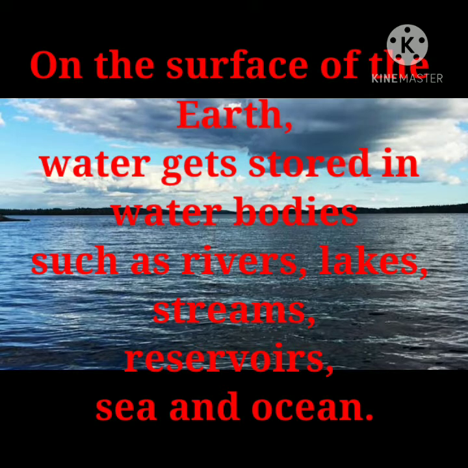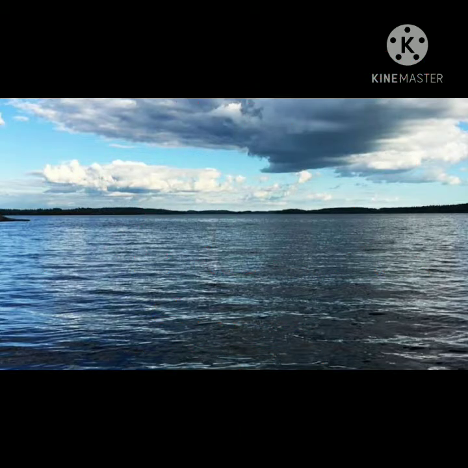This water on the surface of the earth gets stored in water bodies such as rivers, lakes, streams, reservoirs, sea, and ocean. The water in the sea and ocean contains a large amount of dissolved salts and therefore cannot be used directly for drinking or for irrigation.